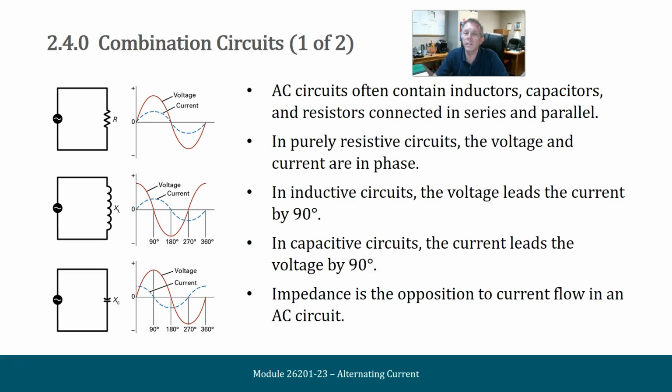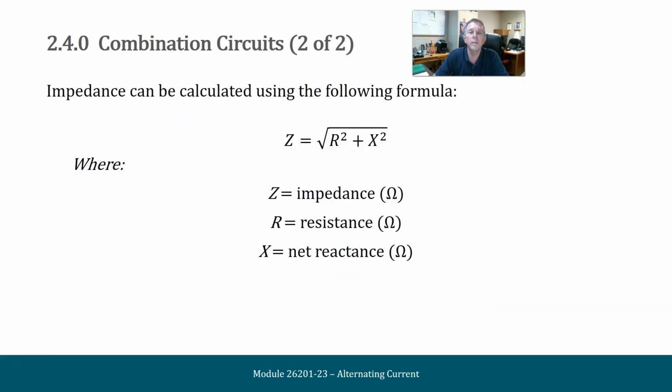Combination circuits. AC circuits often contain inductors, capacitors, and resistors in series and parallel. In purely resistive circuits, the voltage and current are in phase. In inductive circuits, the voltage leads the current by 90 degrees. In capacitive circuits, the current leads the voltage by 90 degrees. Impedance is the opposition to current flow in an AC circuit. Impedance can be calculated using the following formula, where Z equals impedance, R is resistance, and X is your net reactance.